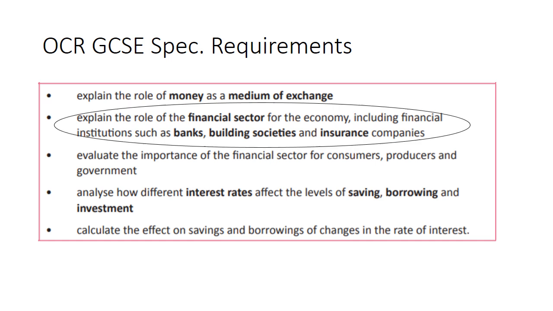And so the learning outcome for this topic is to be able to explain the role of the financial sector for the economy, including financial institutions such as banks, building societies, and insurance companies. So within banks, we're going to be looking at commercial banks or high street banks, the central bank, which is the Bank of England in the UK, and investment banks. So we'll be touching on the distinction between high street banks and investment banks. We'll also be looking at the role of building societies briefly and the difference between banks and building societies. And finally, briefly looking at insurance companies.